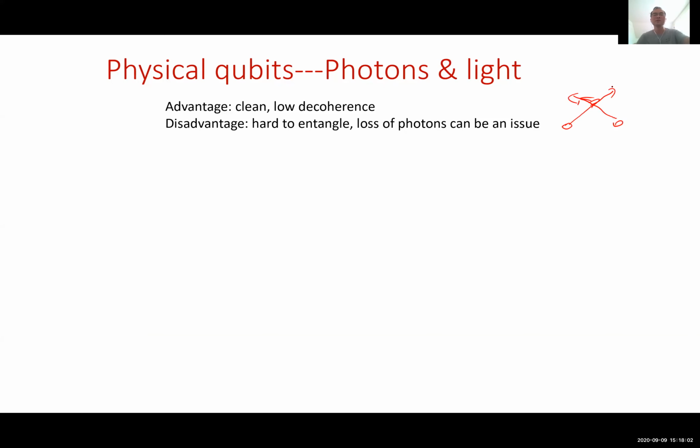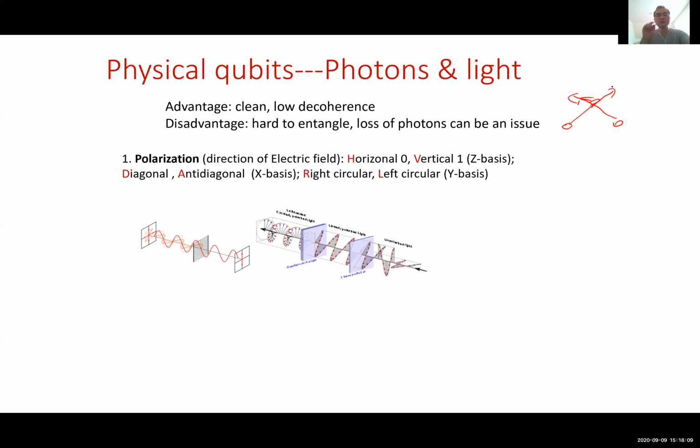And also photons are easy to lose, and that could be an issue. But what's used as a qubit? For example, you could use the so-called polarization. The polarization basically is the oscillation direction of the electric field. So what's shown here is the polarization.